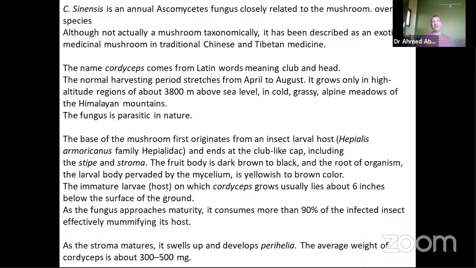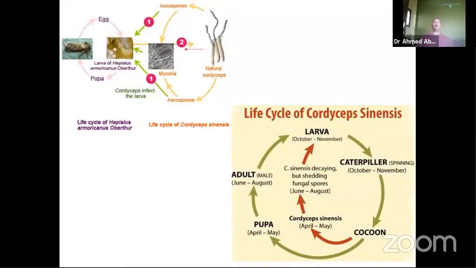Similar to what I showed you in the case of the carpenter ant, here the insect Hepialis species is attacked, and it will mummify. You know what mummify means, converting into a mummy. So it mummifies the host, and 90% of the entire content of the larva is consumed. Usually when the cordyceps attacks the Hepialis, the average weight of the cordyceps will be 300 to 500 milligrams. And this is the concept which I am going to show you, the life cycle. In this life cycle, we can see what happens and how it happens.